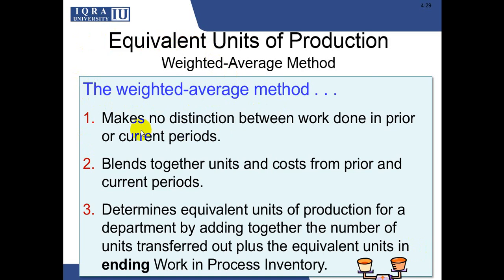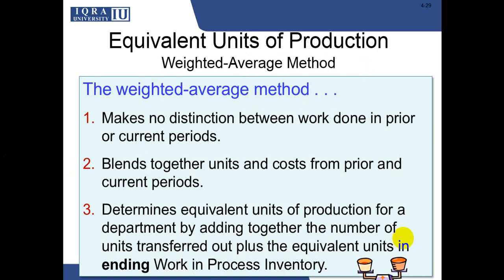The weighted average method makes no distinction between work done in the prior or current period. It blends together units and costs from the prior and current period. Determine equivalent units of production for a department by adding together the number of units transferred out plus the equivalent units in ending work in process, right? So we will see by numbers how we can calculate this equivalent unit of production under the weighted average method.